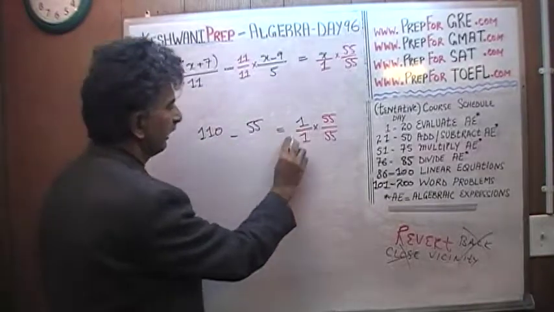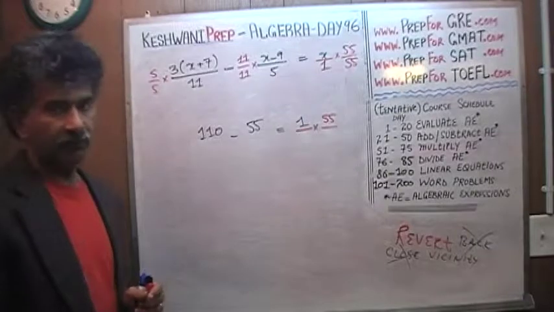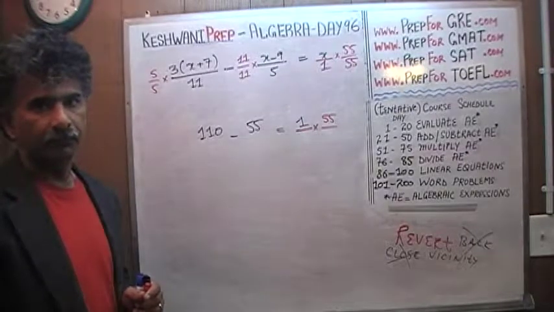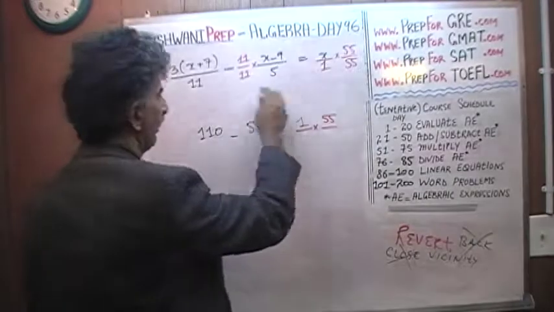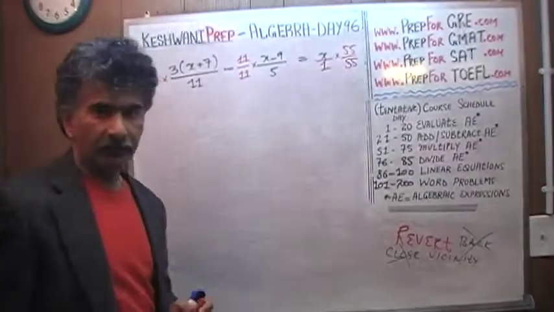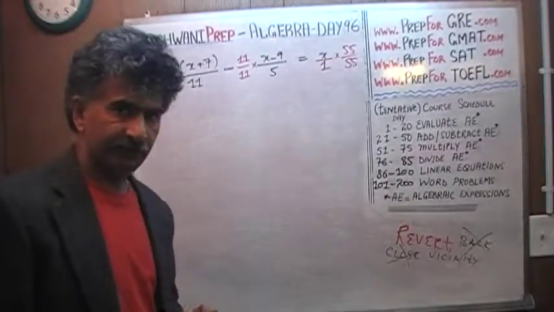110 minus 55, nobody's going to argue with the fact that that is the same as 1 times 55. You see? 55 at the bottom plays no role. Same thing here, 55 at the bottom no longer plays any role because everybody has 55. It's no big deal. It has lost its novelty.